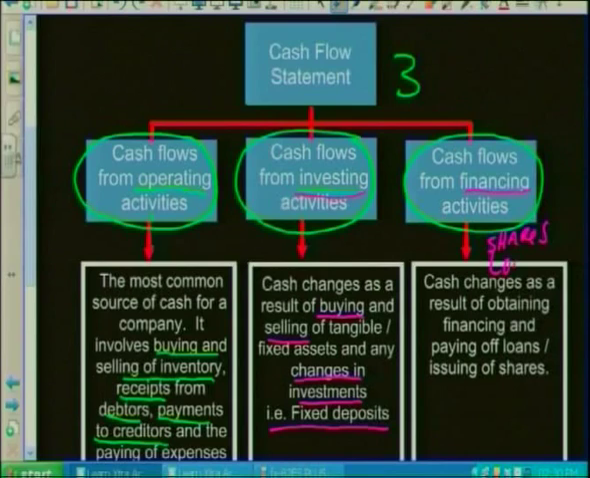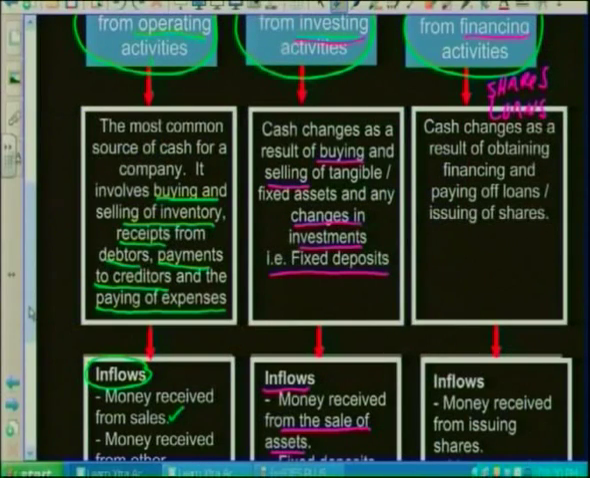If the business pays towards that loan, a payment means an outflow of cash. Money is now leaving your bank account. So your cash flow from financing activity basically looks at shares, which is your own capital, as well as loans, which refers to borrowed capital. Okay, so let's look at the slide. Your cash changes as a result of obtaining finance and paying off loans, as well as by issuing of shares. In other words, again, your own capital versus your borrowed capital.